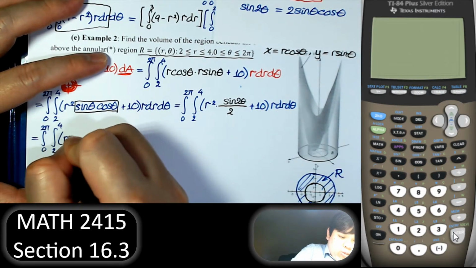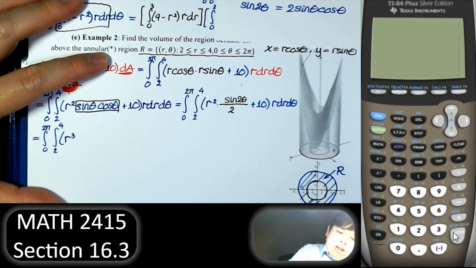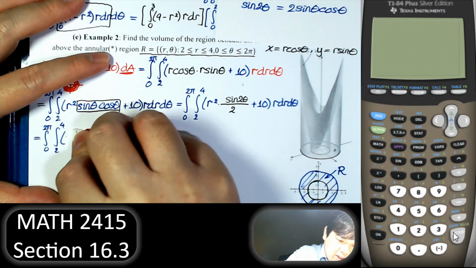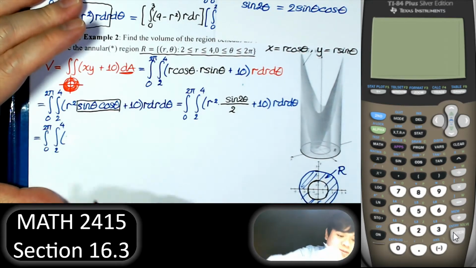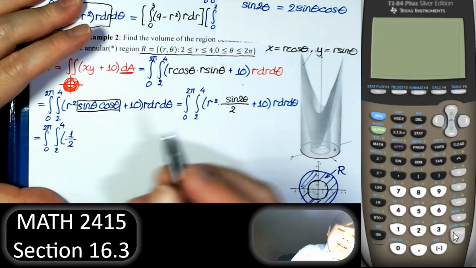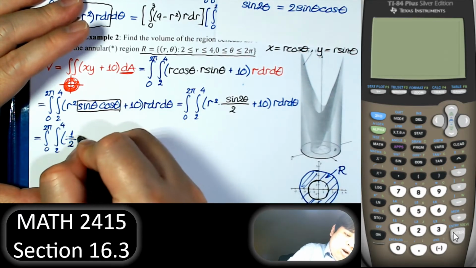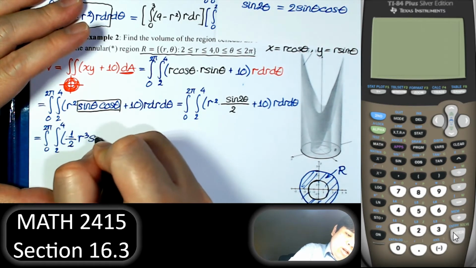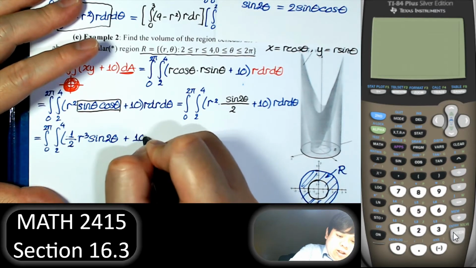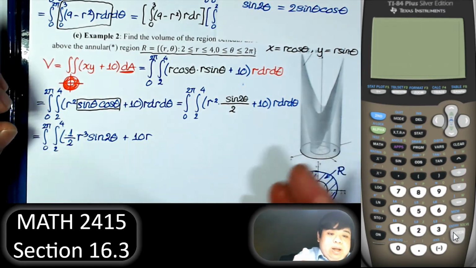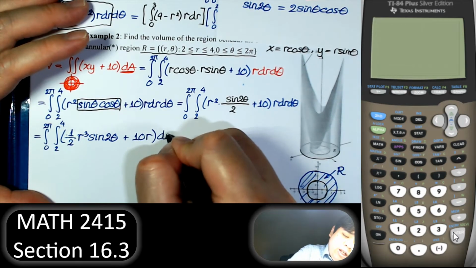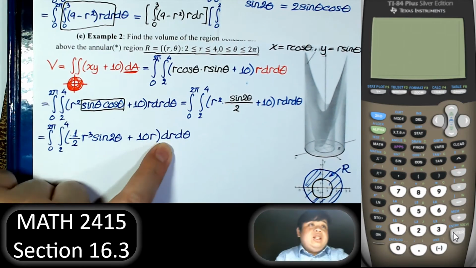That gives us r cubed. Let's write the 1/2 in front. That looks better. So 1/2 r times inside will be r cubed sine of 2 theta, and then plus 10r. This one is not separable, so we just have to integrate. So multiply the r inside, we have r dr d theta. Now let's integrate with respect to r.